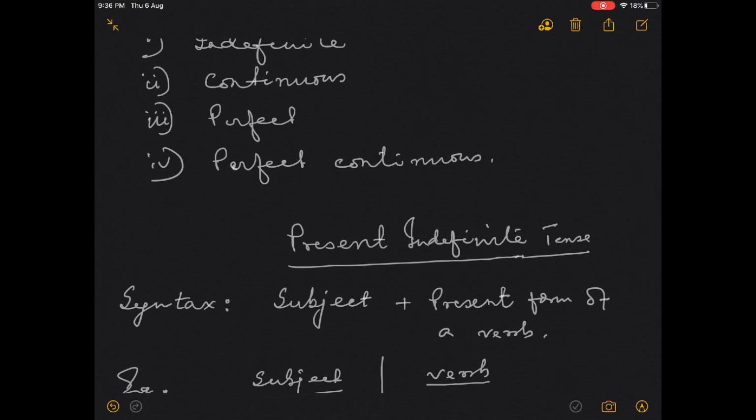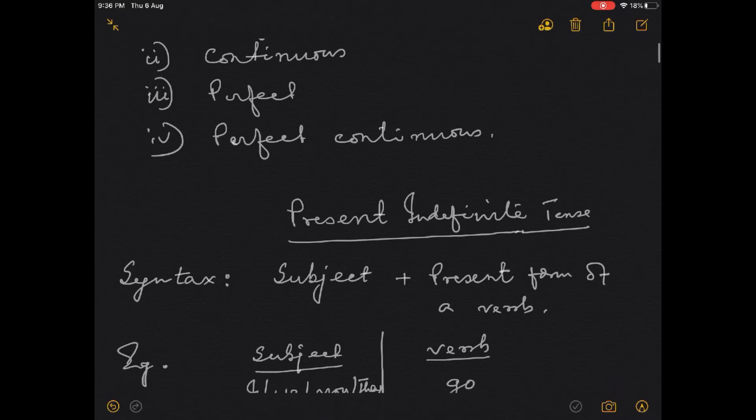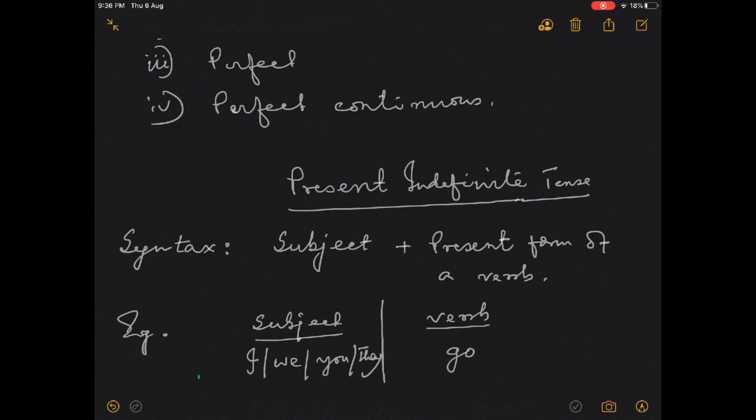Now, in our present lesson, we will see the different sides and features of present indefinite tense. And to do so, first see the syntax of present indefinite tense. Syntax means the pattern of structure of the sentence. Here the sentence is first use subject, then the present form of a verb.